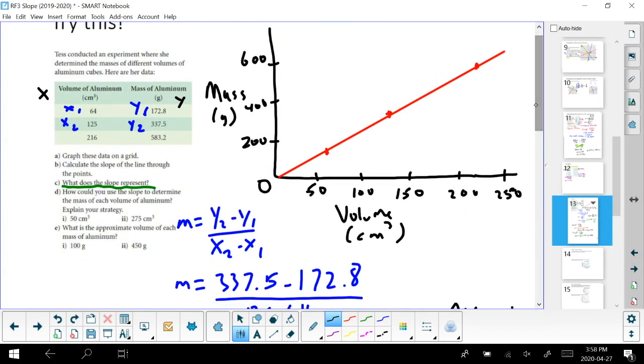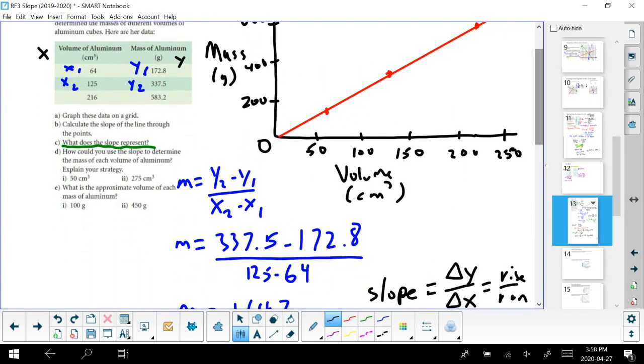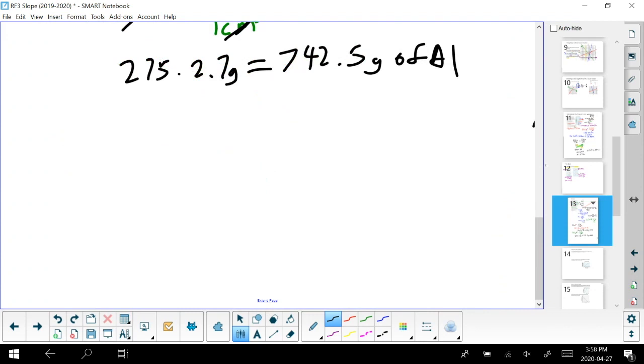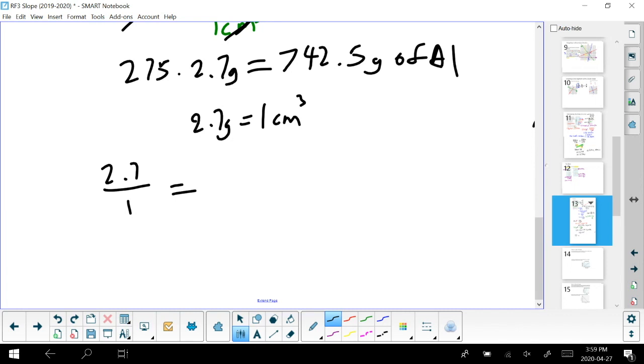And for the last question here, what's the approximate volume of each mass of aluminum? So now we're going to work backwards. We can use proportional reasoning. There's a whole bunch of different things we can do. We can use this conversion rate of 2.7 grams is equal to 1 cubic centimeter. We can convert that into a ratio: 2.7 grams per 1 cubic centimeter has to be equal to 100 grams over x, and I'll add my units here, per x cubic centimeters.